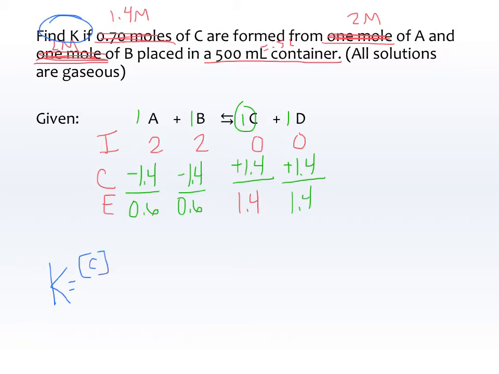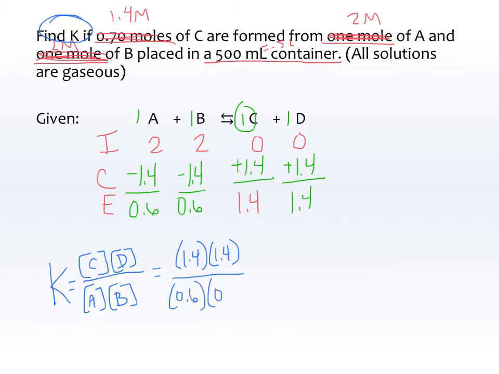That's the concentration of the products divided by the concentration of the reactants. And plug in what we have. C is 1.4, D is 1.4, A is 0.6, B is 0.6. In your calculator you could just type 1.4 squared over 0.6 squared and you end up with 5.44. Remember that K is dimensionless, so 5.44 is your final answer and there is no unit.